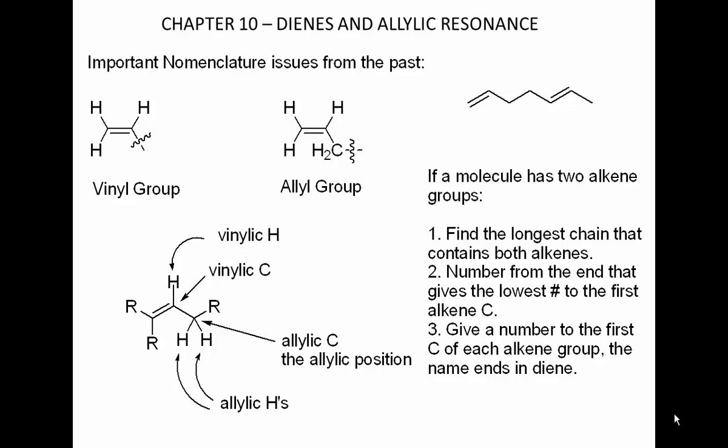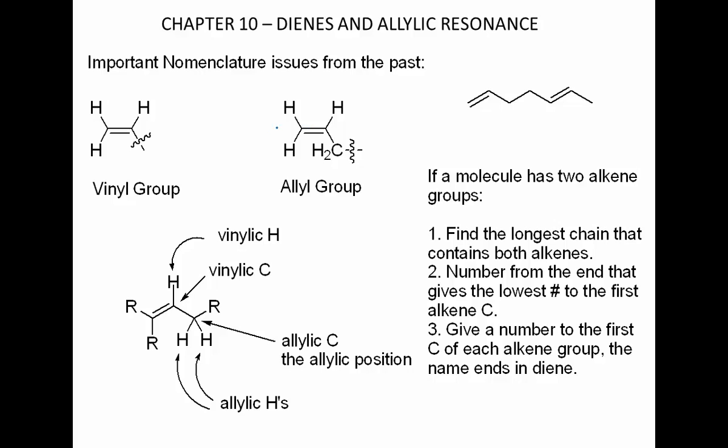Okay, I'd like to bring out a few terms from the past that we're going to be using a lot in this chapter. Okay, so this group right here is called a vinyl group. This group here with an extra CH2 separating the double bond from whatever the other part of this molecule is referred to as an allyl group.